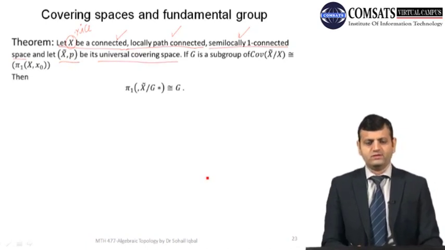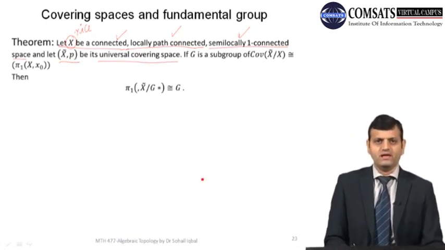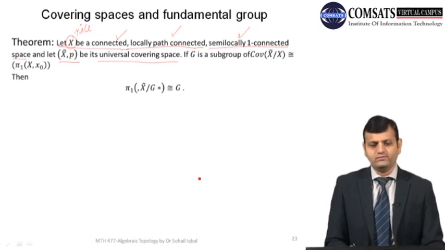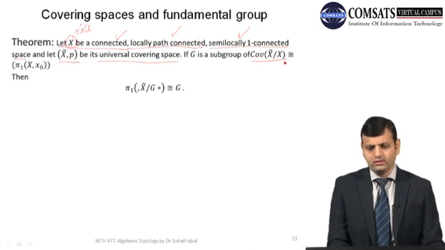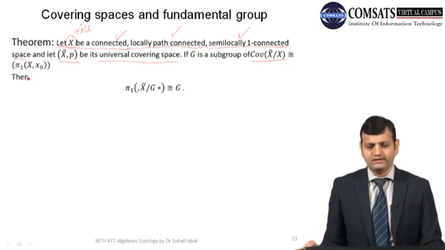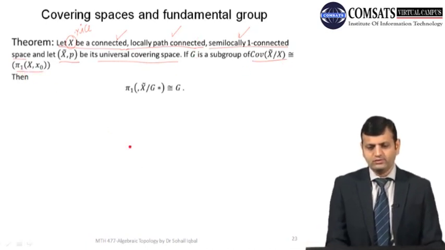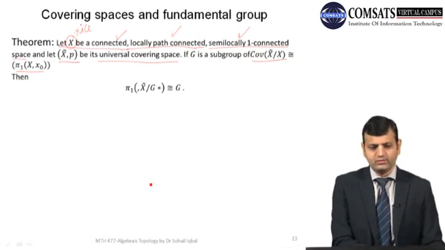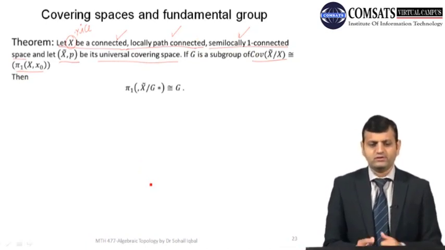and this X tilde with P is its universal covering space. When we say universal covering space, it means it is going to be a covering space, and the fundamental group of this covering space is trivial, and it is path connected. Now, G is a subgroup of the set of all covering transformations, and this group is isomorphic to the fundamental group of the base space. Now this is a very important assumption. We are taking a subgroup of the covering transformations such that that subgroup is isomorphic to the fundamental group of the base space.